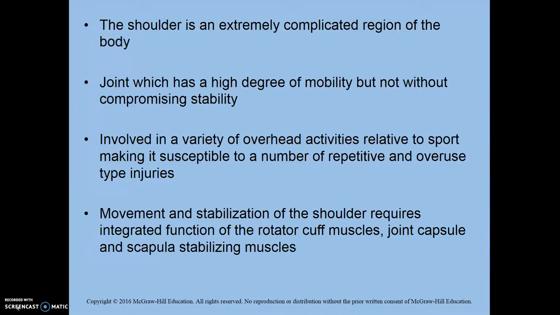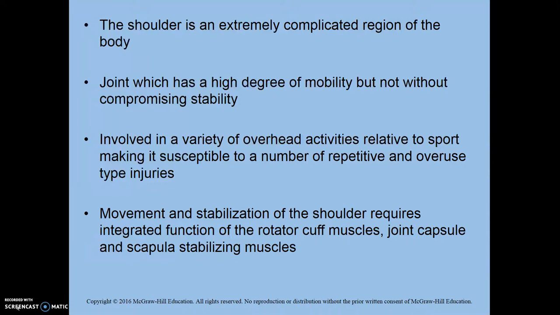However, there's always a trade-off, so the more motion you have, the less stability you have. So we have a highly mobile joint, but we have a less stable joint. In addition, our arm does a lot of overhead activity, and the more overhead activity and repetition we do, the more susceptible the shoulder is to an overuse type of injury. So people like pitchers, throwers, swimmers, volleyball athletes, and also people who work in a warehouse or have to put things overhead or reach for things, can get shoulder injuries.